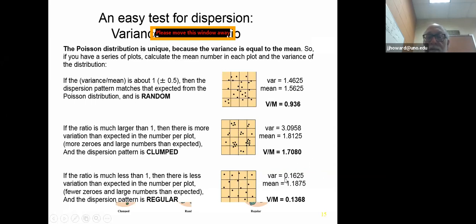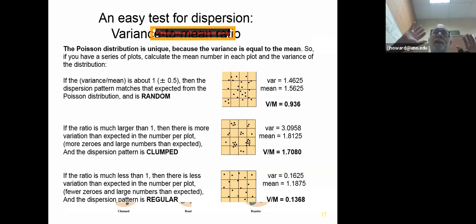Here's the regular dispersion pattern, and the mean is, once again, this is a mean of 1.18. The variance, though, is really small, 0.16. And although you can't see it, if you divide the variance by the mean, the variance to mean ratio is 0.13, so almost zero. So there's very little variation in the numbers per plot. And that means it's a regular dispersion pattern.